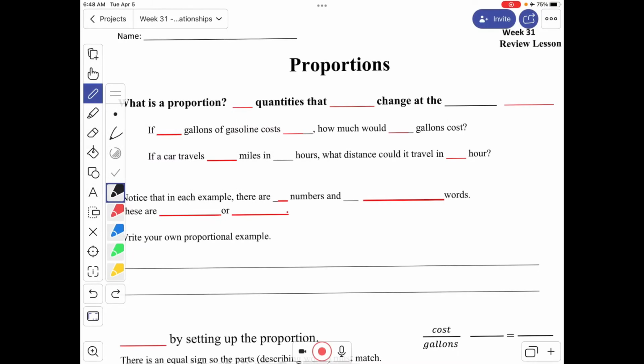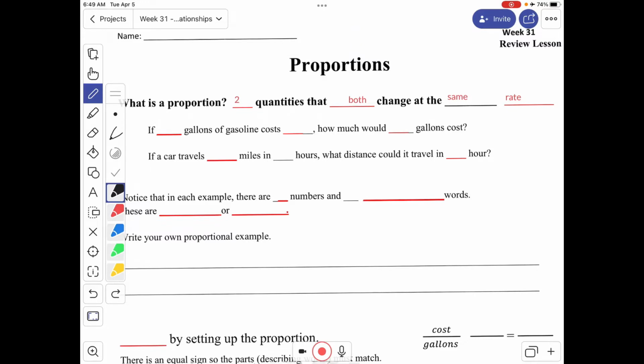Today we're going to review proportions. Well, what is a proportion? It is two quantities that both change at the same rate. Two quantities that both change at the same rate.